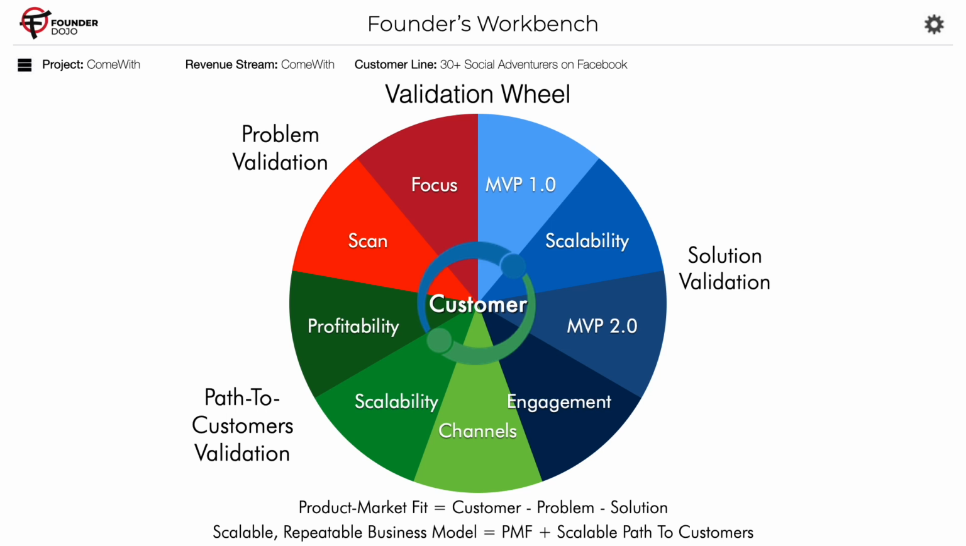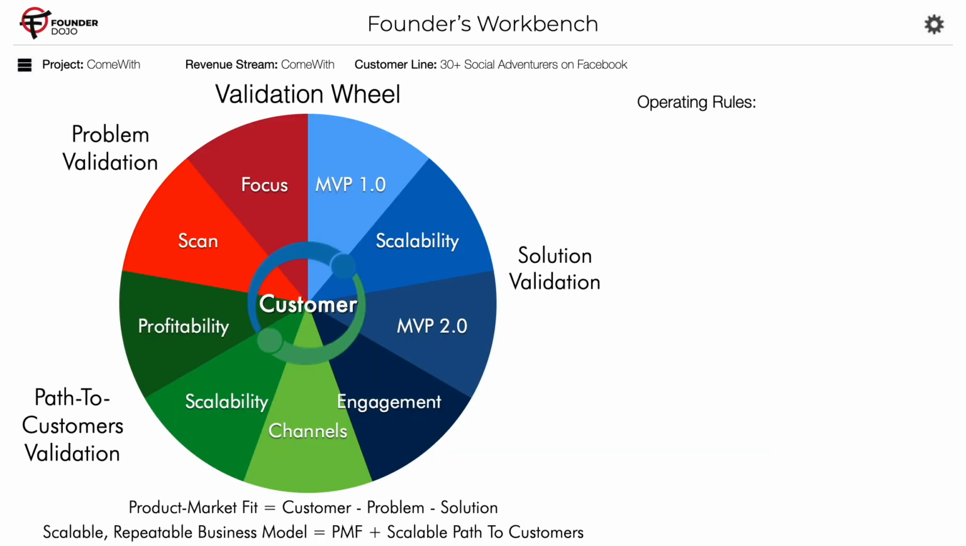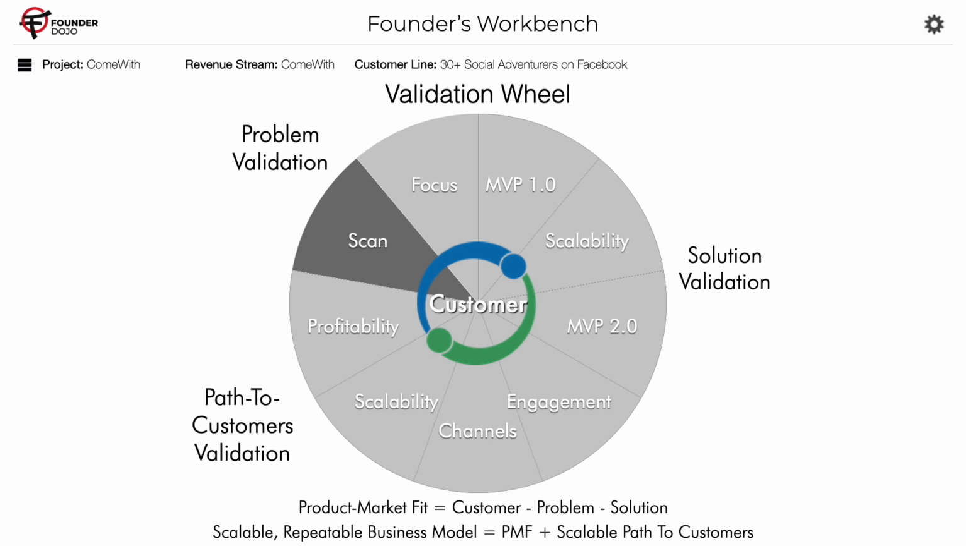So for each of these sections, each of these pie pieces, I have created an iteration loop template that goes with it, which takes you step by step through the process so you know exactly what to do. So let's just jump through this. We're moving on to the scan problem validation step, which is where all great ideas start. And when you click on that, you can go down and see the iteration loop.